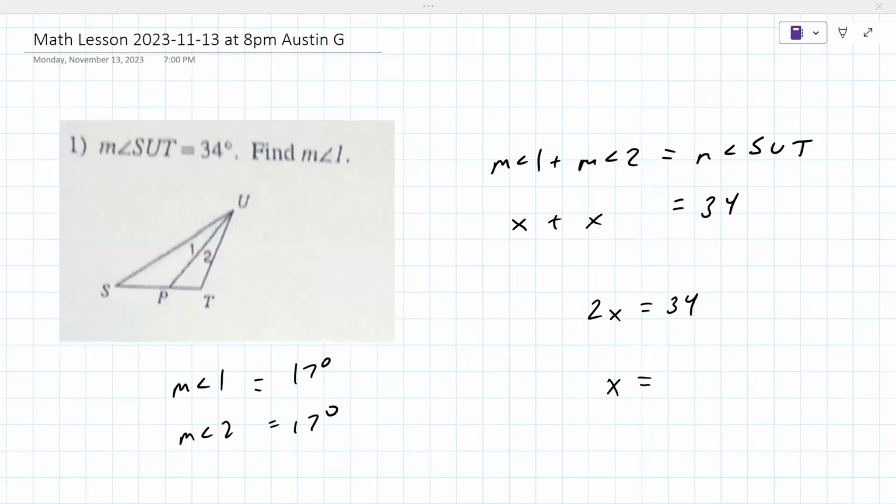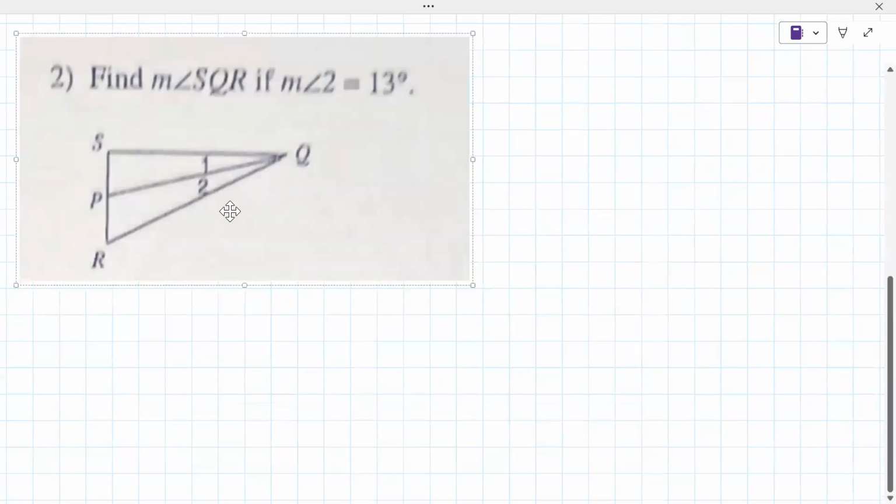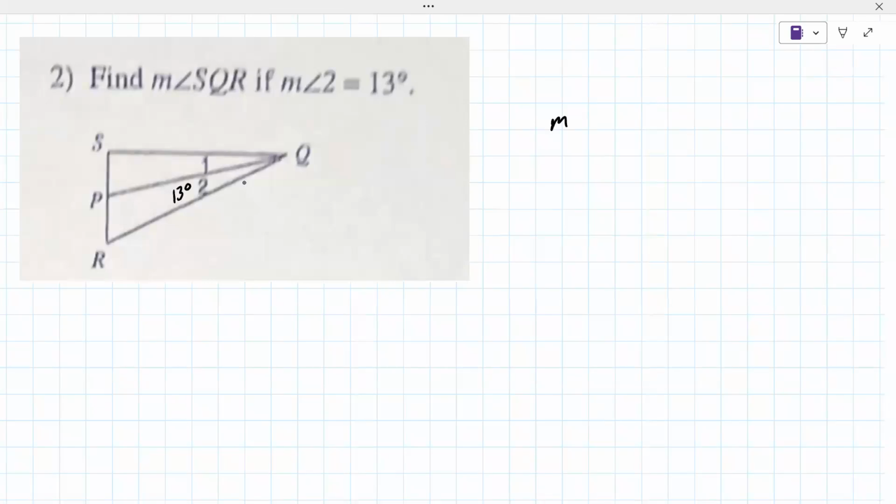Problem number two is they're giving you the half and you have to double it to make the whole. So this time they're telling you that the measure of angle two is 13 degrees. And since it's a bisector, the measure of angle one is equal to the measure of angle two. Or if you're doing proofs, angle one is congruent to angle two. And so this is 13 degrees as well.